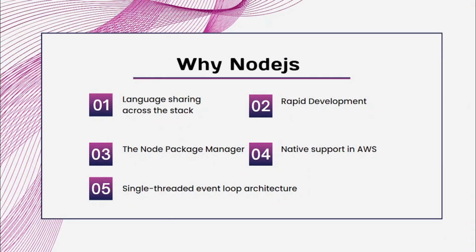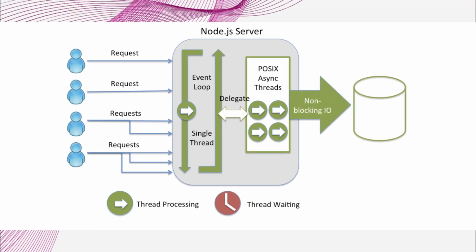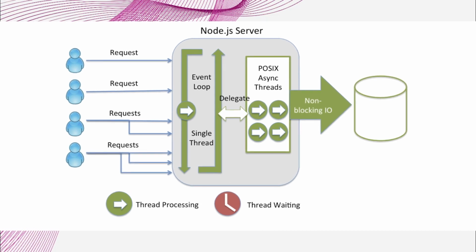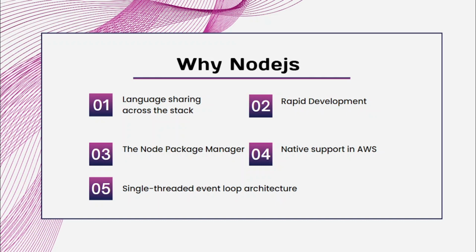The last one I will talk about is the single thread event loop architecture. Most web development frameworks use multi-thread request response architecture to handle concurrency. Node.js uses single thread event loop architecture. This style of event handling favors microservice architecture. And with these 5 reasons, I hope you now have your reason why you should choose Node.js.